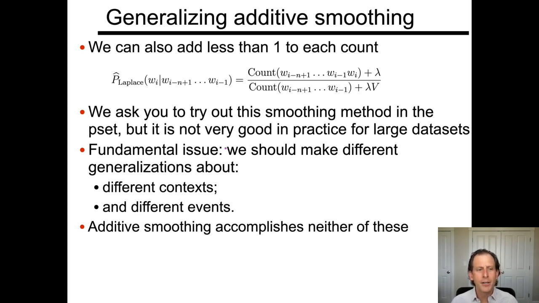And the problem here is that this doesn't capture a couple of key insights. We should be making different generalizations about different kinds of context and different kinds of events, and additive smoothing doesn't distinguish context event pairs at all. Just that all context event pairs get some additive smoothing. So that's really not a very sophisticated approach.